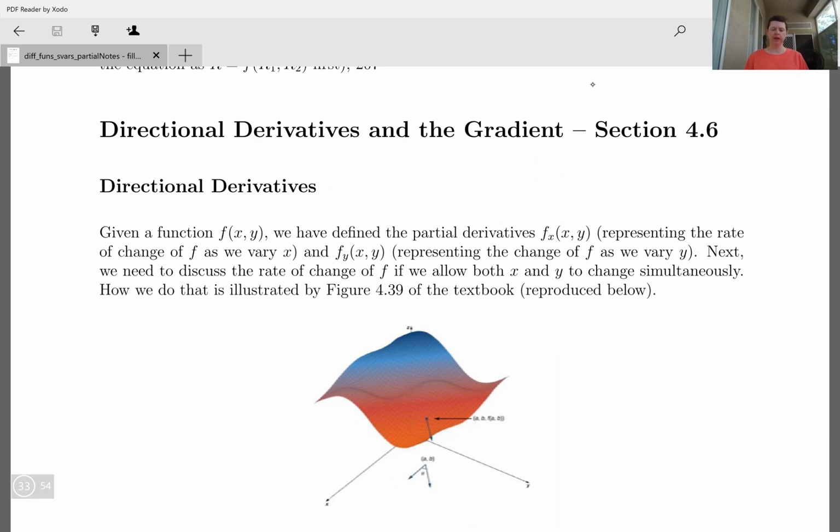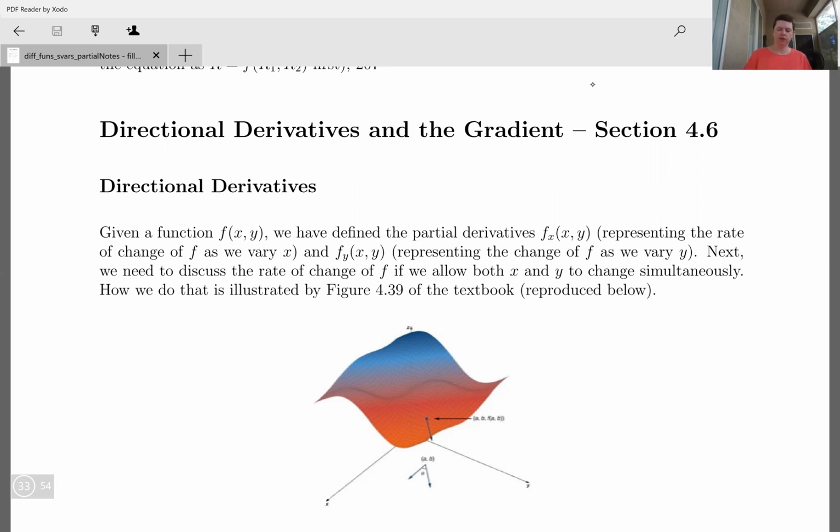We have defined partial derivatives already. The partial with respect to x is the rate of change of f as we vary x, and the partial with respect to y is the rate of change as we vary y. Next, we're going to discuss the rate of change of f if we allow both x and y to change simultaneously. So how do we do that?